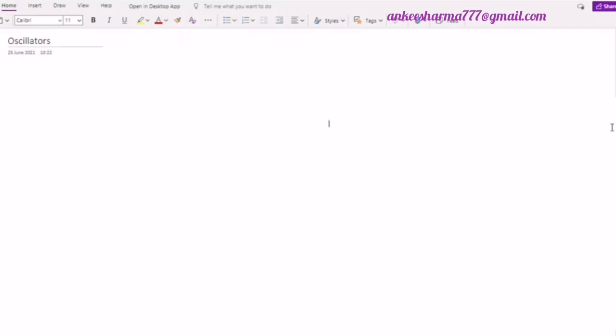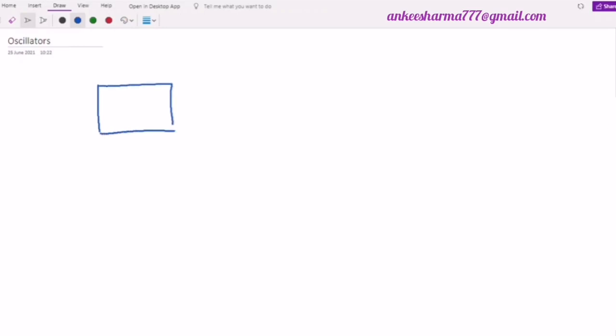So an oscillator is a device that is capable of generating these oscillations. So if I simply draw a box, this is my box, and I will say that this is capable of generating or giving me the output like this.